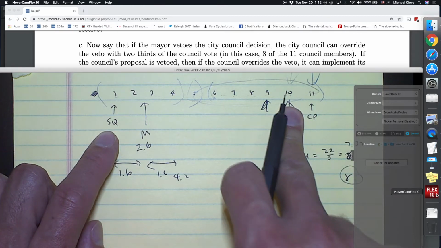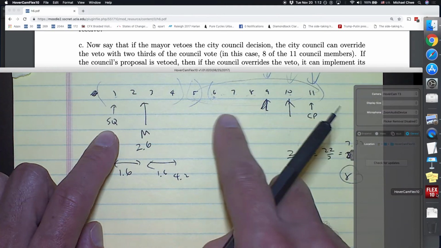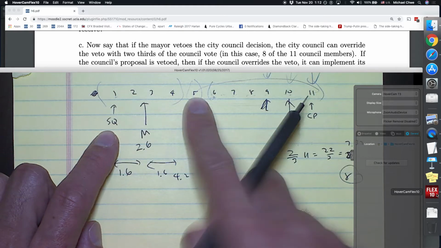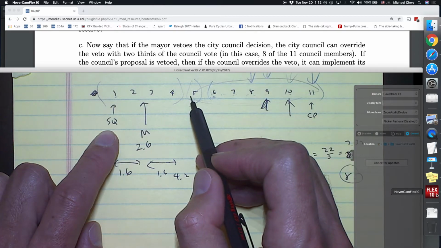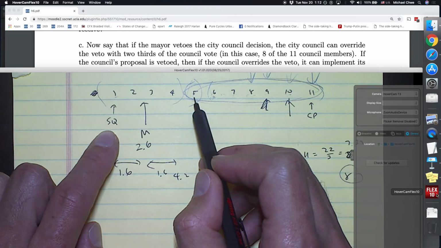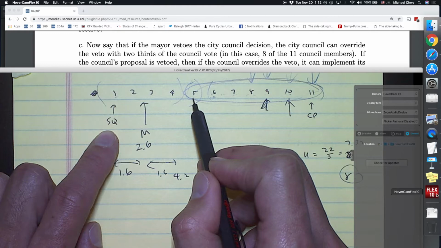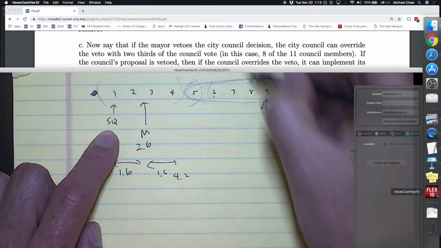You see what I'm saying? 9 is the same thing. How about 9? It's the same thing. They'll get at most 7. How about 8? All these people will vote for it, and that's 7 people. That's not enough to override the veto. 7 is your highest amount.